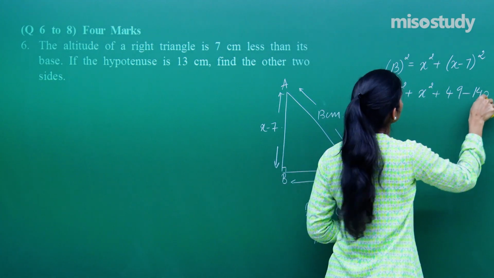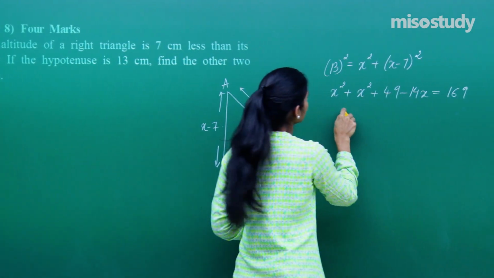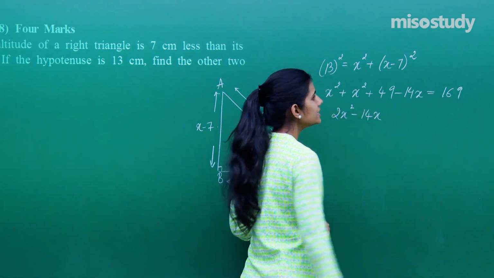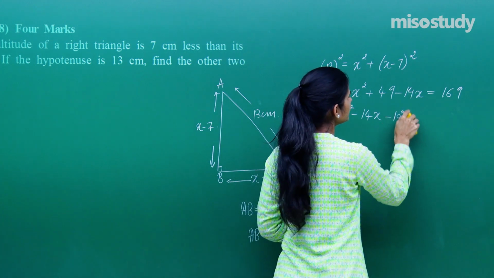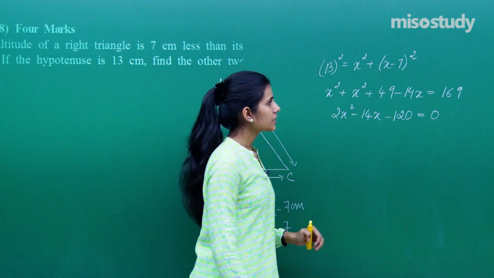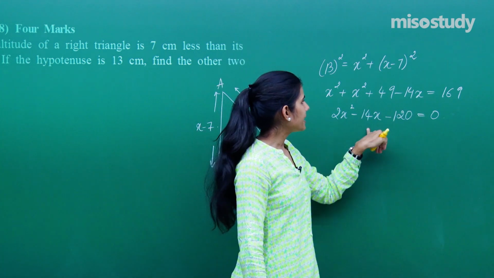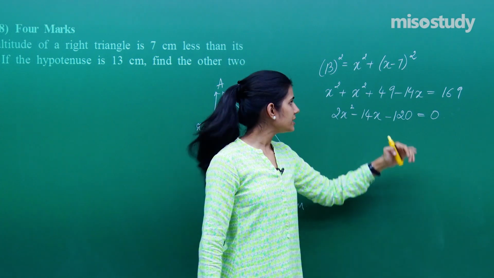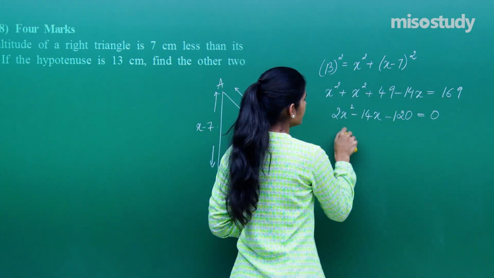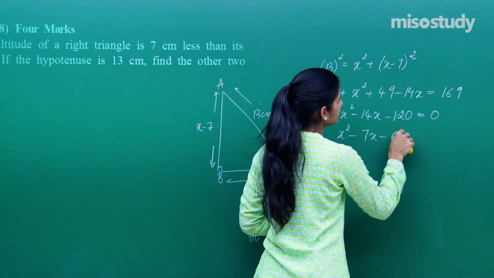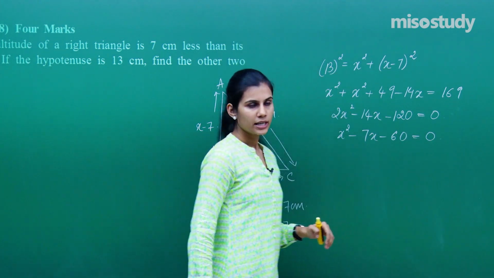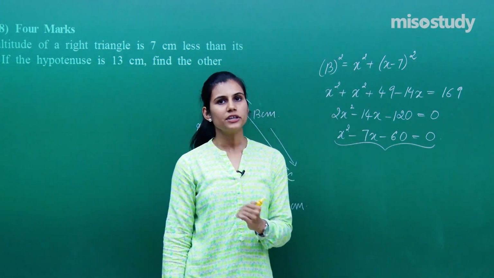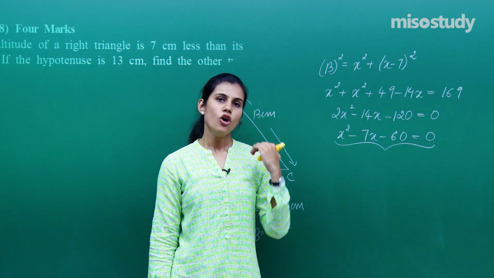x minus 7 whole square, that is x square plus 49 minus 14x, equals 169. 2x square minus 14x, this is 49 minus 169 is minus 120. Isn't it? x square plus x square, 2x square minus 14x plus 49 minus 169. 169 minus 49 is 120 with a minus sign. This gives you x square minus 7x minus 60 is 0. Now again this is a quadratic equation. In order to solve this, you can either use breaking the middle term or quadratic formula or completing the square.